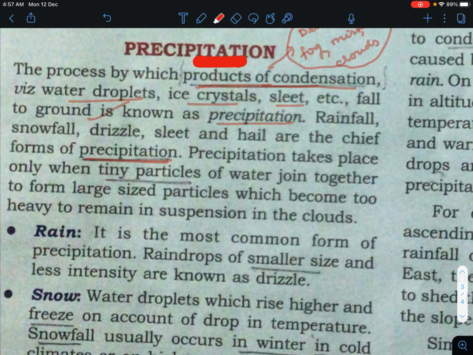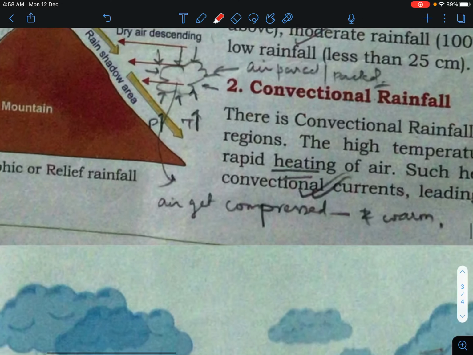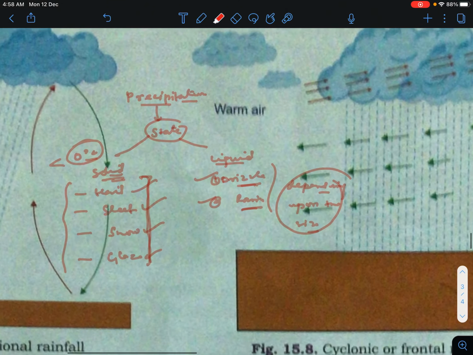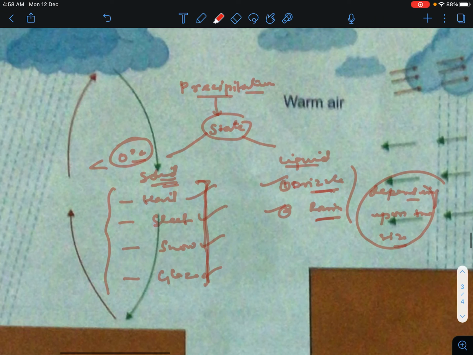So rainfall, snowfall, drizzle, sleet, and hail are the chief forms of precipitation, which we have already studied. Forms of precipitation are divided into two parts, the solid part and the liquid part. In the liquid part we have drizzle and rain, depending upon the size of the water molecules. The solid part depends upon the temperature: if the temperature is just below 0 degrees Celsius, then we have hail, sleet, snow, and glaze.